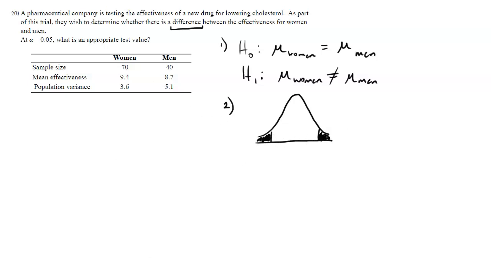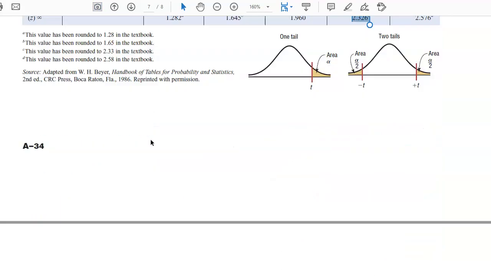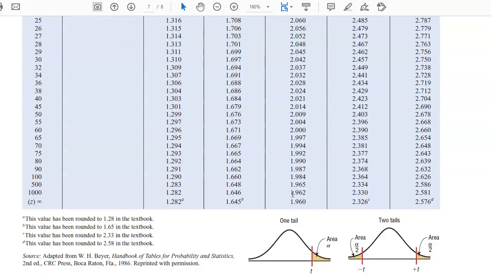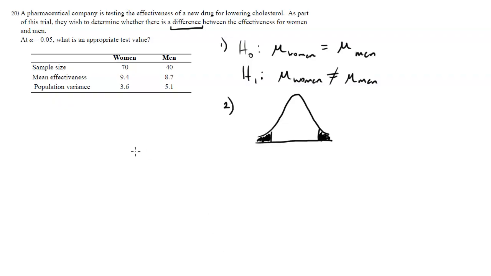Let's go to our formula sheet. Oh, I'm right there already. 2 tails, alpha's 0.05. So I'm in this column. 1.96. And I kind of skipped this step, because I automatically jump to the z distribution, right? And we're using the z distribution because we know sigma, the population standard deviation.